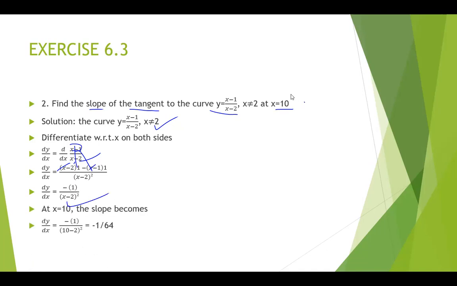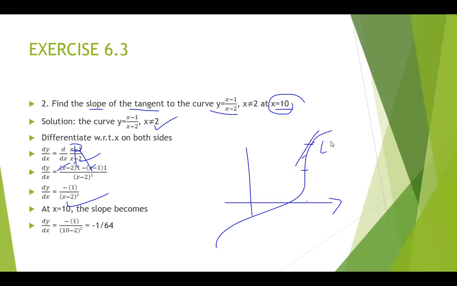The slope at the point where x is 10, because I told you as many points as there are on the curve, that many tangents we can draw on the curve. There is a point at which x is 10; we don't know the y coordinate of this, but we have to find the slope of this curve. The slope of the curve at a particular point is equal to the slope of the tangent drawn at that point. This can be got by dy by dx at x equal to 10. I substitute x equal to 10 in dy by dx. So we get minus 1 upon 10 minus 2, 8 square. 8 square is 64.